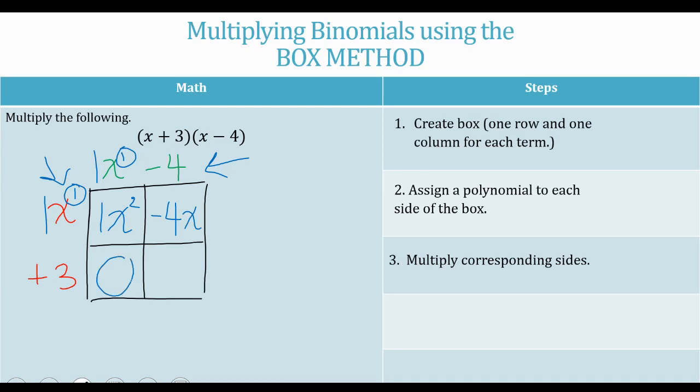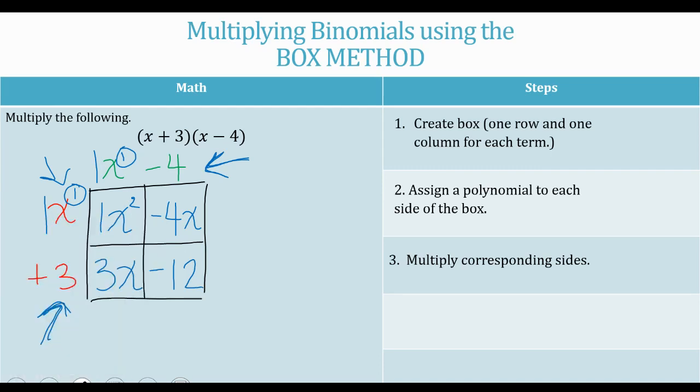Now in this box, we're going to multiply x and 3. So our 1 times 3 gives us 3. And then I'm going to just bring that x to the first power down. This does not have an x, so we don't have any exponents to add to it. Now in this last box, we're going to multiply 3 and negative 4. Positive times a negative is going to give us a negative, and 4 times 3 gives us 12.